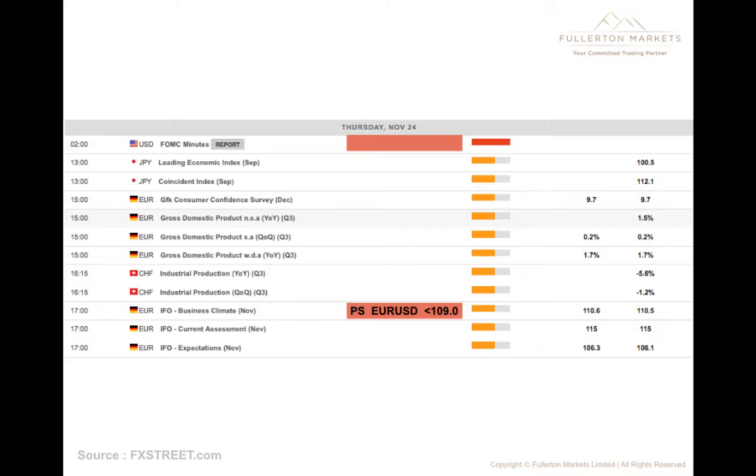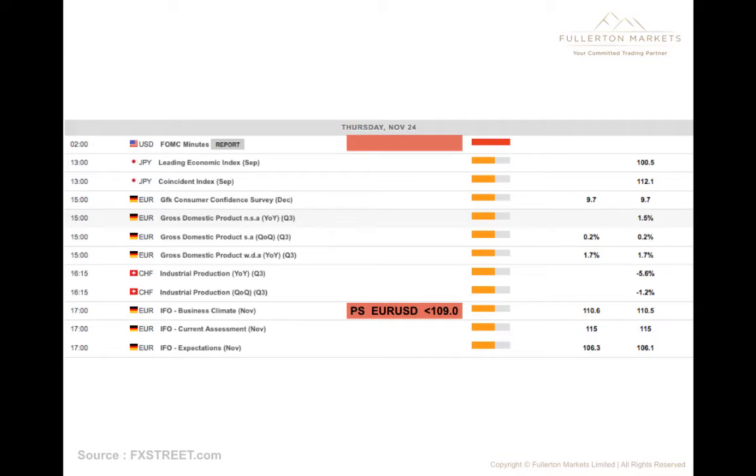The next data to watch out for would be from the Eurozone. This is the German IFO business climate. Previous figure 110.5, expected 110.6, almost on par with the previous figure, a slight improvement in the business climate. This is a gauge of the sentiment in the business world.